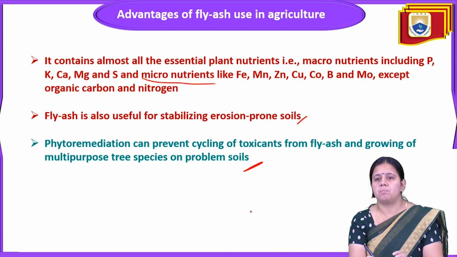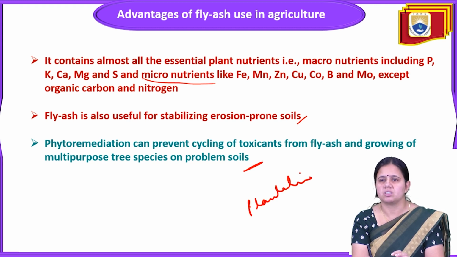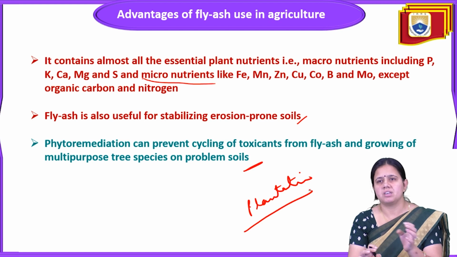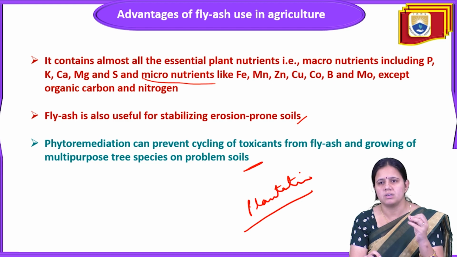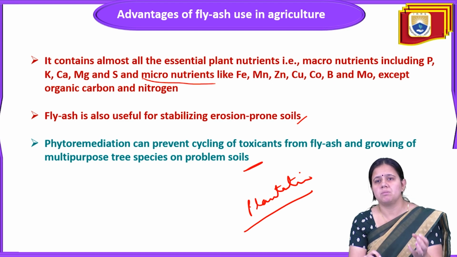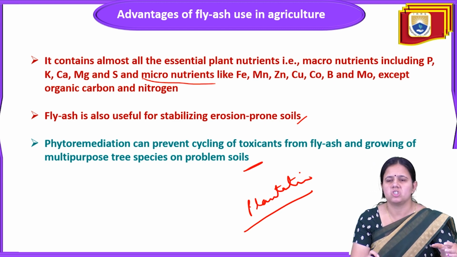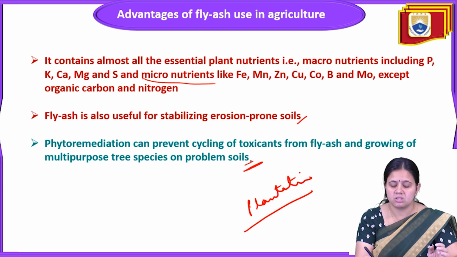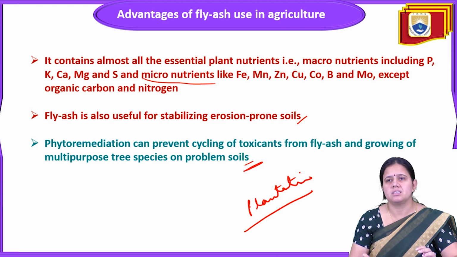So it can help in plantation. Fly ash has very many advantages in agriculture, because it consists of both micro elements and macro elements required by plants as nutrients, and it is helpful in the stabilization of erosion-prone soil. It will sometimes prevent the cycling of toxicants from fly ash and allow growing of multi-purpose tree species on the problem soil. So these are the advantages related to fly ash, and this is how it will be helpful to us when we use fly ash in agriculture.